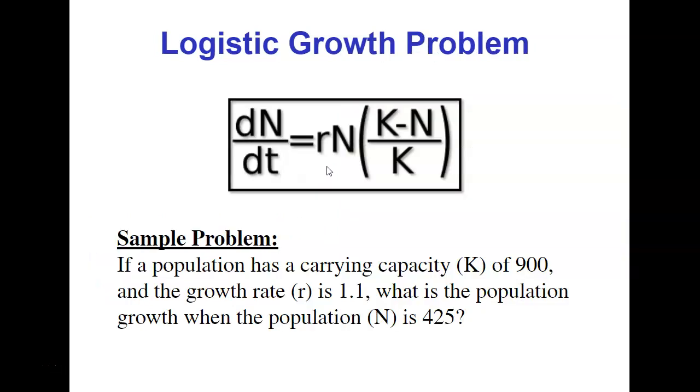So if I'm doing a sample problem, they're still going to give you r. The population, in this case, has a growth rate of 1.1. What is the population growth when N, or the population, is 425? The problem also tells you that K, essentially the carrying capacity, is 900. So you just plug those numbers in. And if you were to plug those numbers in in this case, you should end up with the number 246.7.